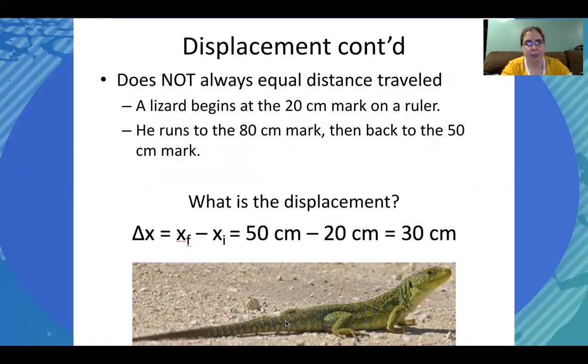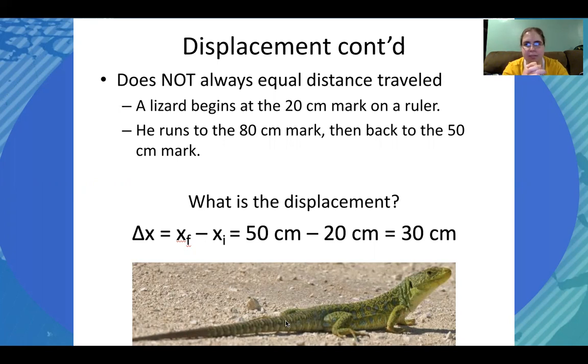So here's another example. A lizard begins at the 20 centimeter mark on a ruler. He runs to the 80 centimeter mark, and then he moves to the 50 centimeter mark. What's the displacement? Well, first, before we do that, let's talk about his distance. How much did he actually move? So he went from the 20 centimeter mark to the 80 centimeter mark. That's 60 centimeters in between there. And then he went from the 80 centimeter mark to the 50 centimeter mark. So that's 30 centimeters. So 60 plus 30, he moved a total of 90 centimeters.